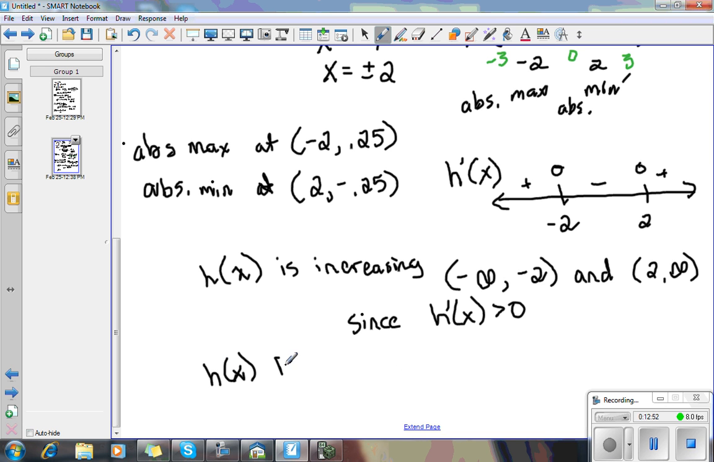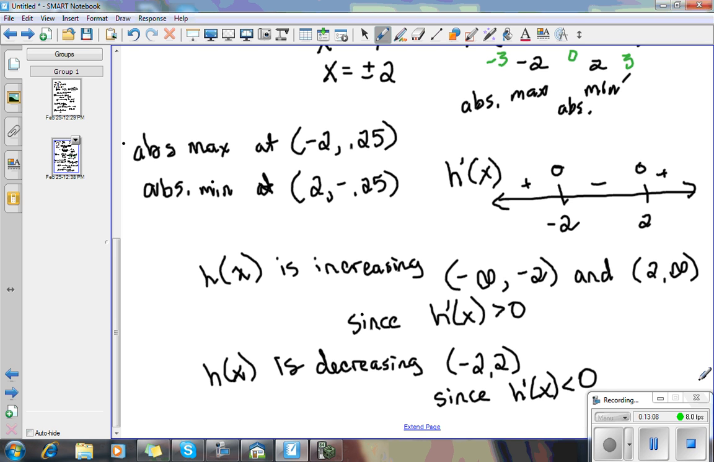H of x is decreasing on the interval negative 2 to 2, since h prime of x is negative. And again, the reason's important.